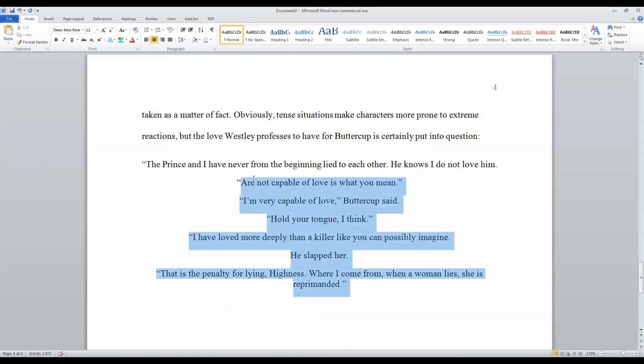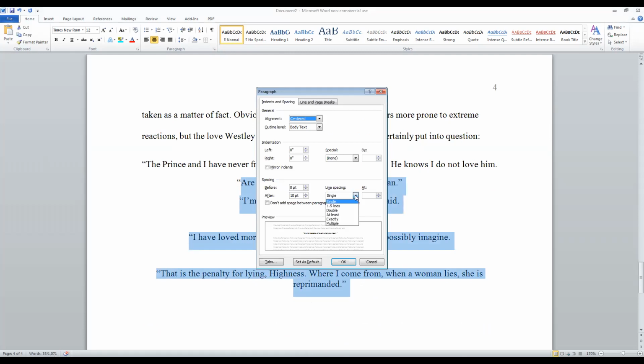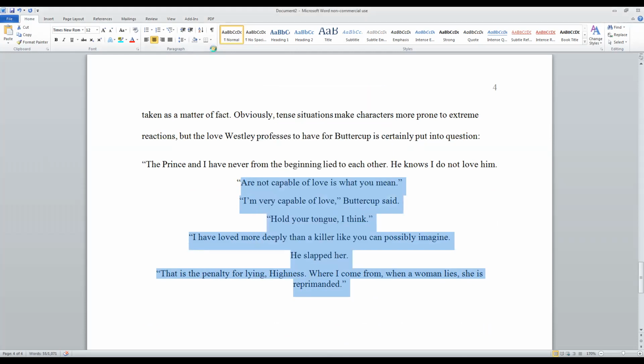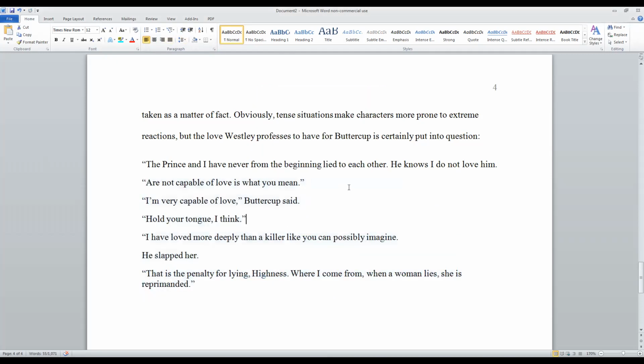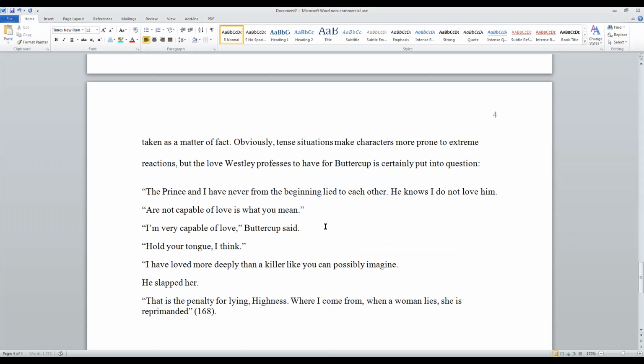So this is an interesting exchange between Buttercup and Wesley. Okay, and then we're going to block this. Oops, sorry. And look at this. Boop. And then, of course, we will get rid of that period and put down page 168 as that's the citation that it comes from. Close that and put a period there.